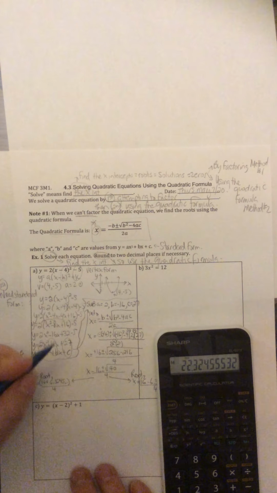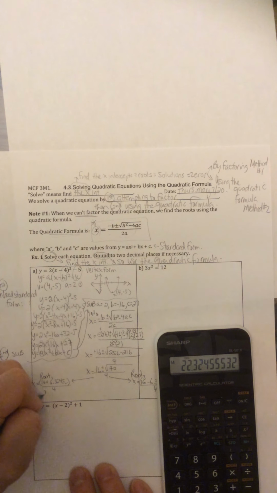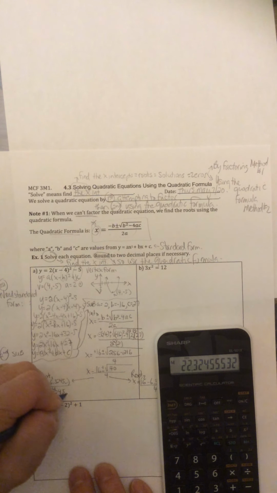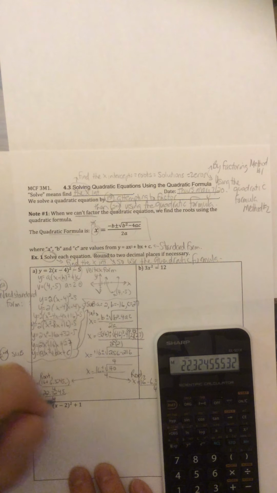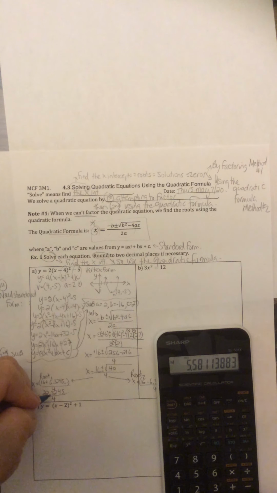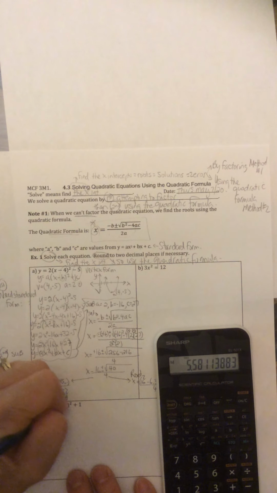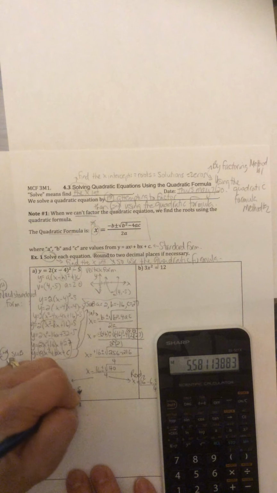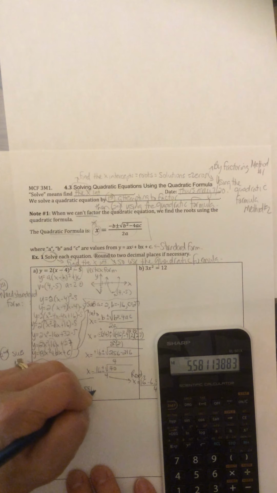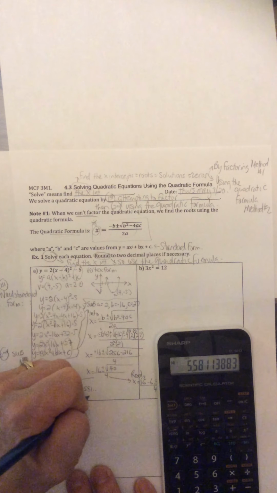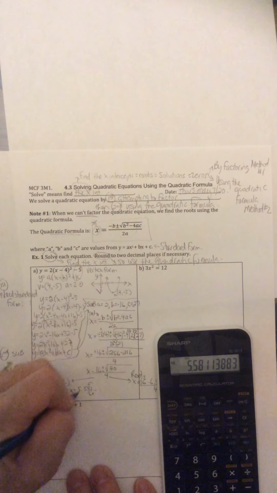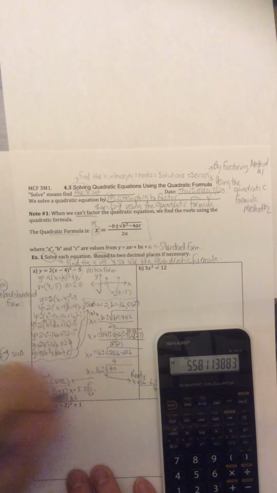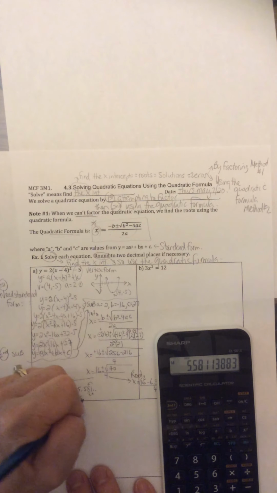So it's 16 plus this number. So x is equal to 22.3245, blah, blah, blah, divided by 4. X is equal to 5.581, blah, blah, blah, round to 2 decimal places. X is approximately equal to 5.58.